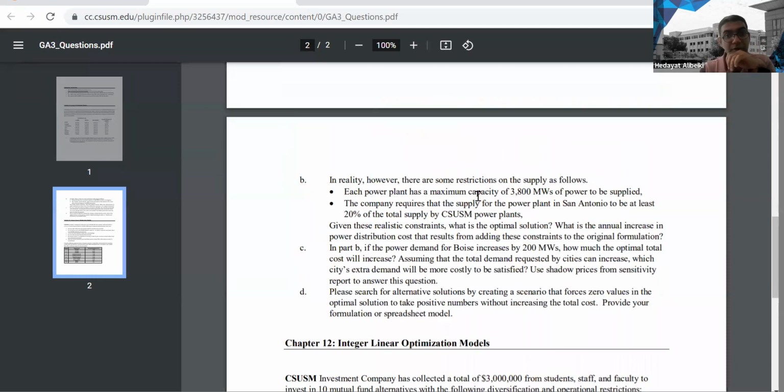In reality, however, there are some restrictions on the supply as follows. Each power plant has a maximum capacity of 3,800 megawatts of power to be supplied. The company requires that the supply for the power plant in San Antonio be at least 20% of the total supply. Given these realistic constraints, what is the optimal solution? What is the annual increase in power distribution cost that results from adding these constraints to the original formulation? How do we answer part B?